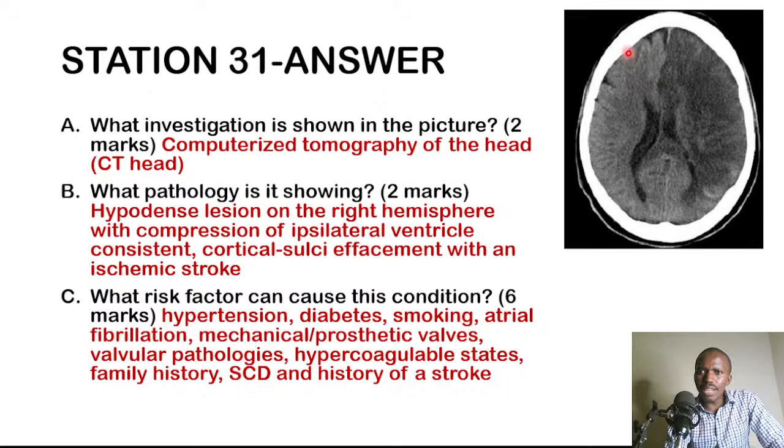You can see that on this side, there are these spaces. These spaces that you see are known as sulci. So there is differentiation of the sulci and the gyri in the brain, which is known as the corticosulcal differentiation. You're supposed to be able to see those spaces.